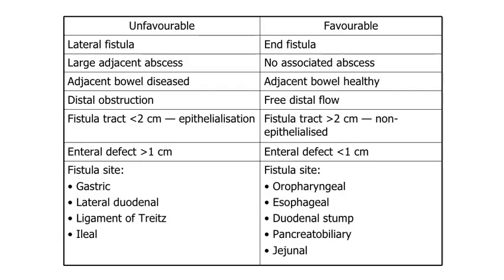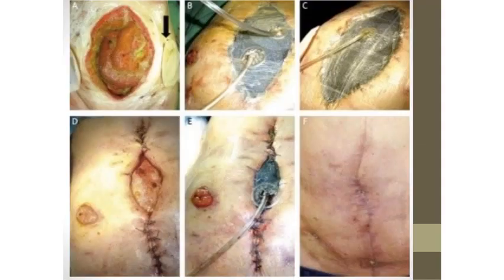The outcome is unfavorable in lateral fistula, large adjacent abscess, adjacent bowel disease, distal obstruction, fistula tract أقل من 2 سم with epithelialization, enteral defect more than 1 cm, gastric fistula, duodenal fistula, fistula at DG, or ileal fistula. دي صور لجاستروانتستينال فيستولا.